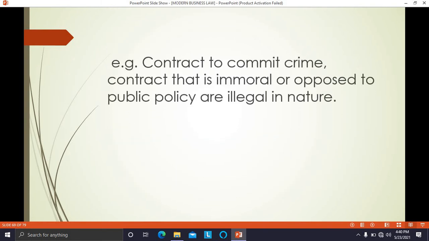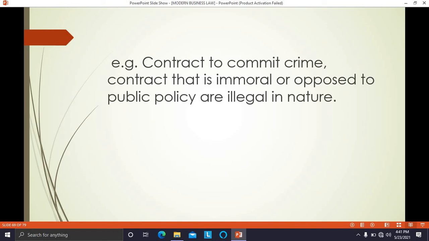For example, whenever there is a contract to commit a crime, a contract which is of an immoral nature or opposed to public policy, these are illegal in nature. Such contracts will be called unlawful, illegal contracts, and these contracts will not be enforceable by law.